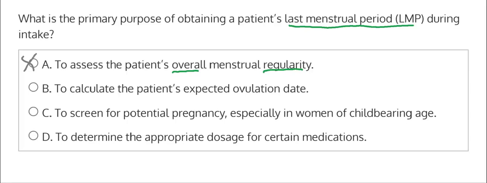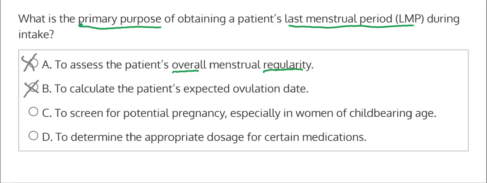However, the question is asking about the primary purpose. So there might be another answer that's a little more important for what the healthcare provider is looking for at this moment. So we will eliminate option B for now, but again, maybe we'll come back to it depending on what we see in later choices.